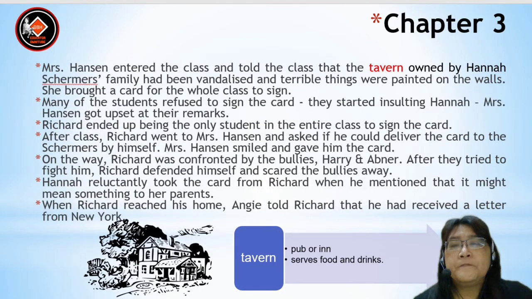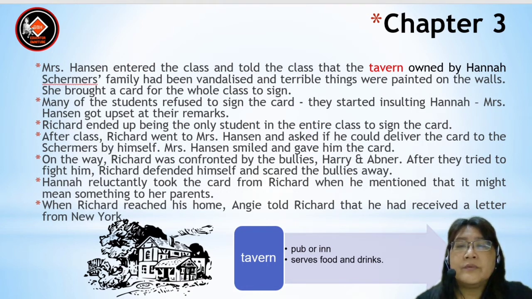Chapter 3. Mrs. Hansen entered the class and told the class that the tavern owned by Hannah Schirmer's family had been vandalized and terrible things were painted on the walls. She brought a card for the whole class to sign. Many of the students refused to sign the card. They started insulting Hannah. Mrs. Hansen got upset at their remarks. Richard ended up being the only student in the entire class to sign the card.